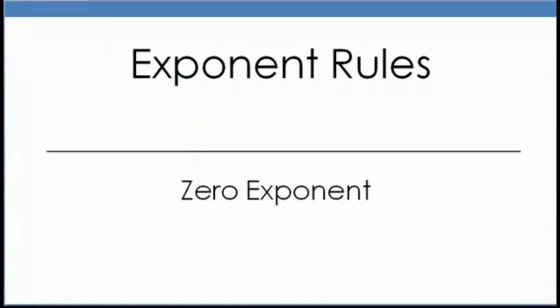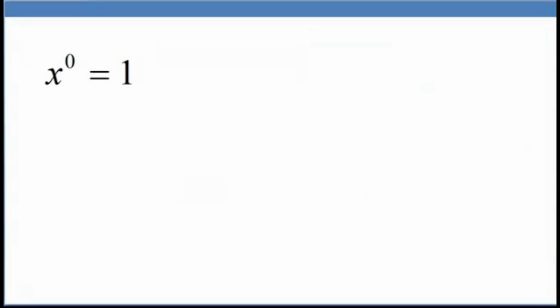Exponent rules. A zero exponent. Our next rule, x to the 0 equals 1, is really a definition. A definition is made anytime there is something in a gray area.